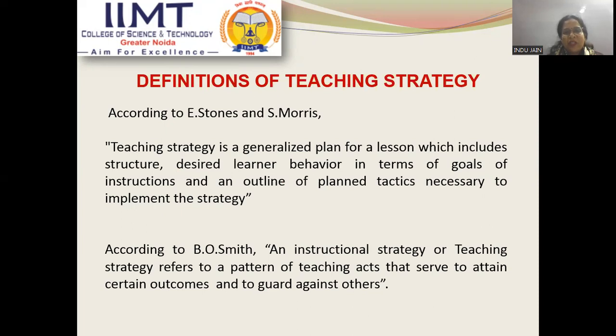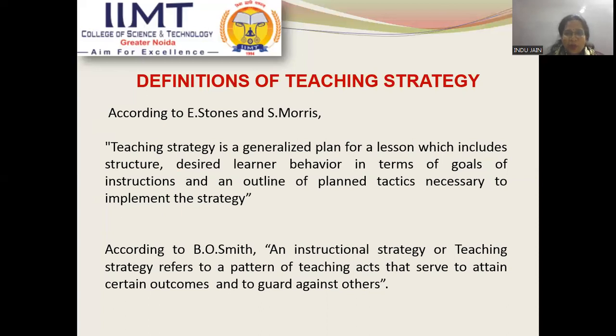There are some definitions given by different educationists to define teaching strategies. In the words of E. Stones and S. Morris, teaching strategy is a generalized plan for a lesson which includes the structure, desired learner behavior in terms of goals of instruction, or we can say the different objectives, and an outline of planned tactics necessary to implement the strategy.